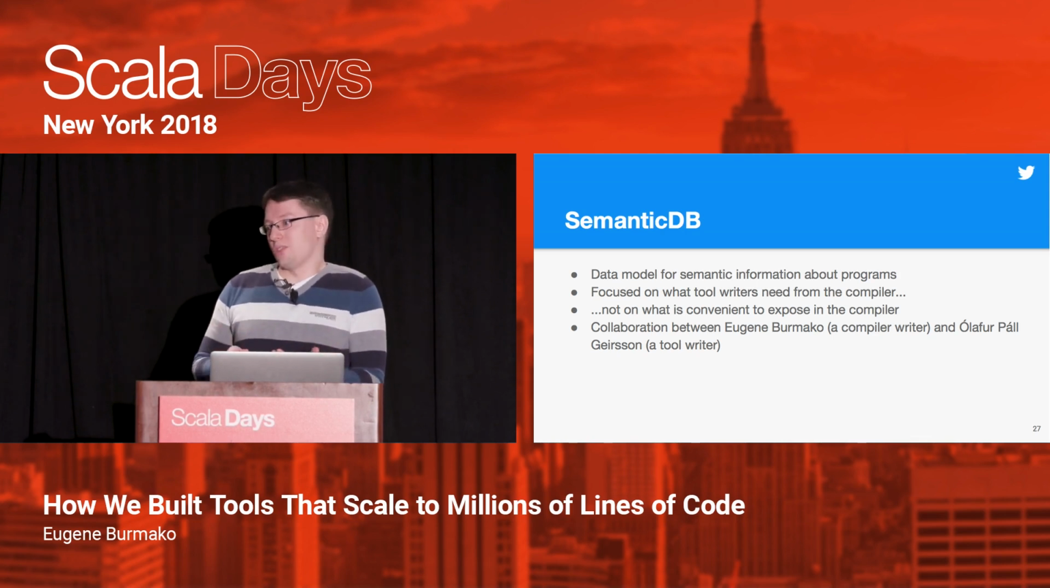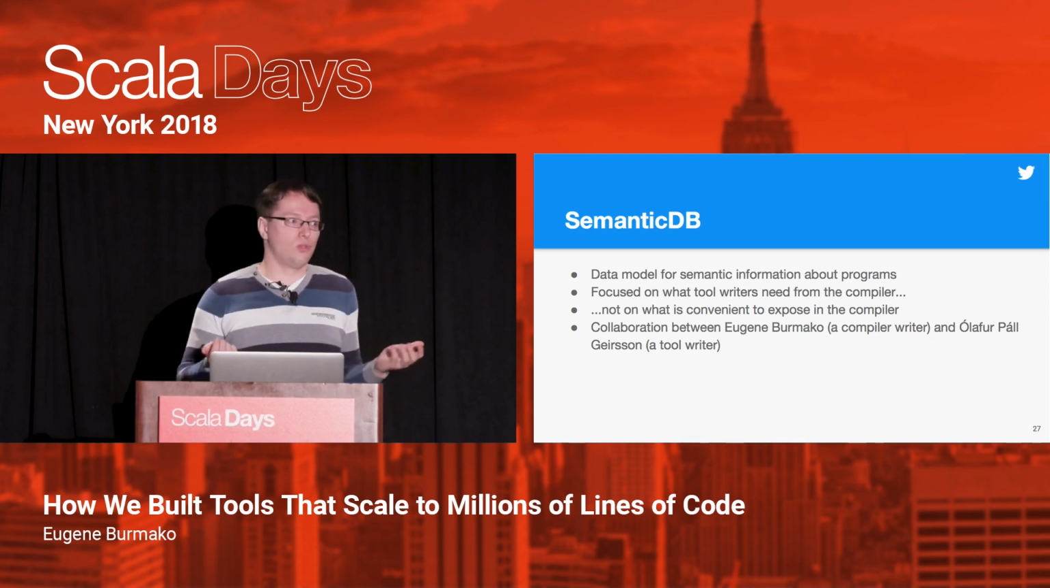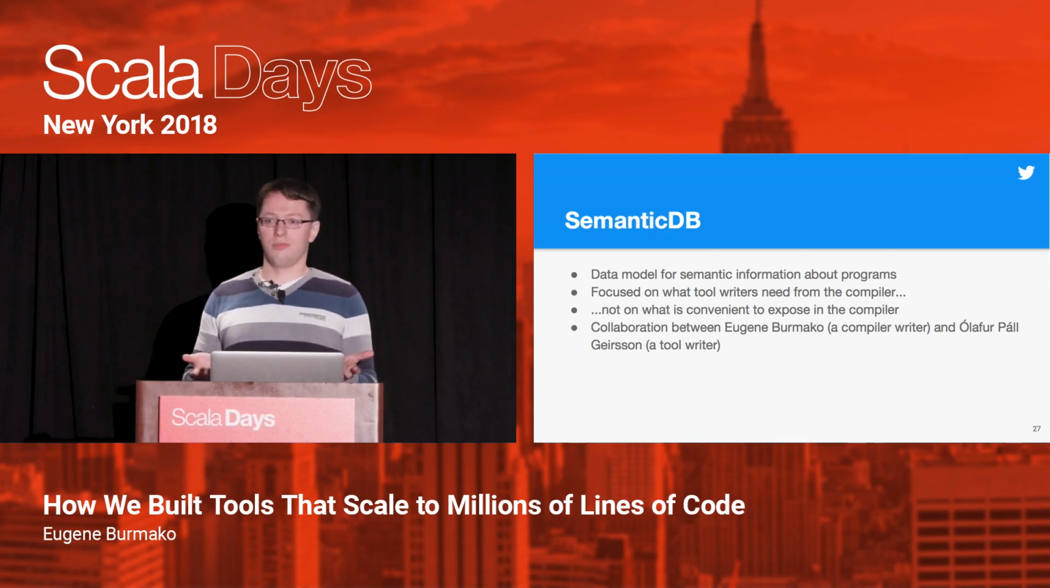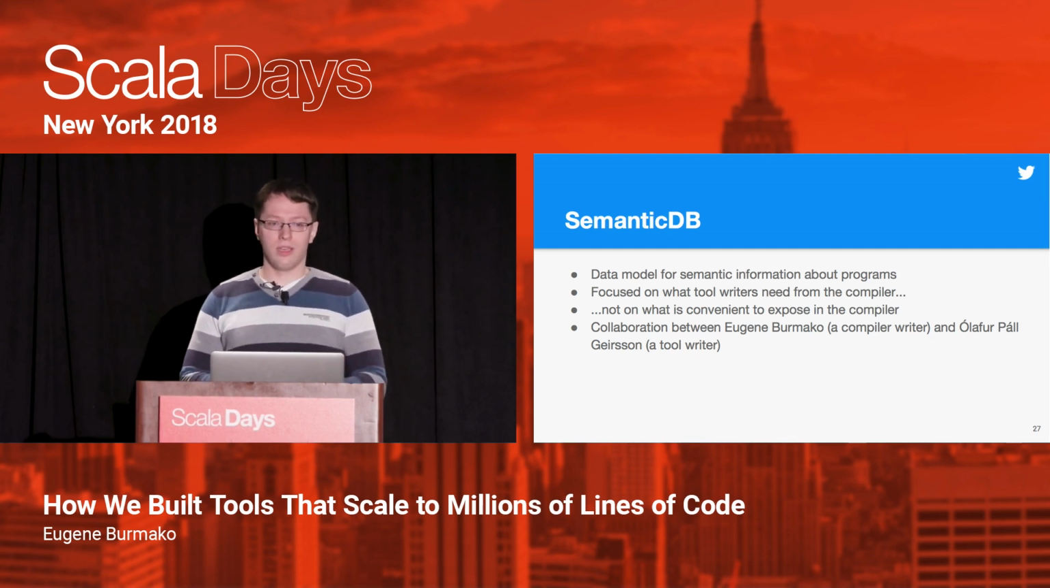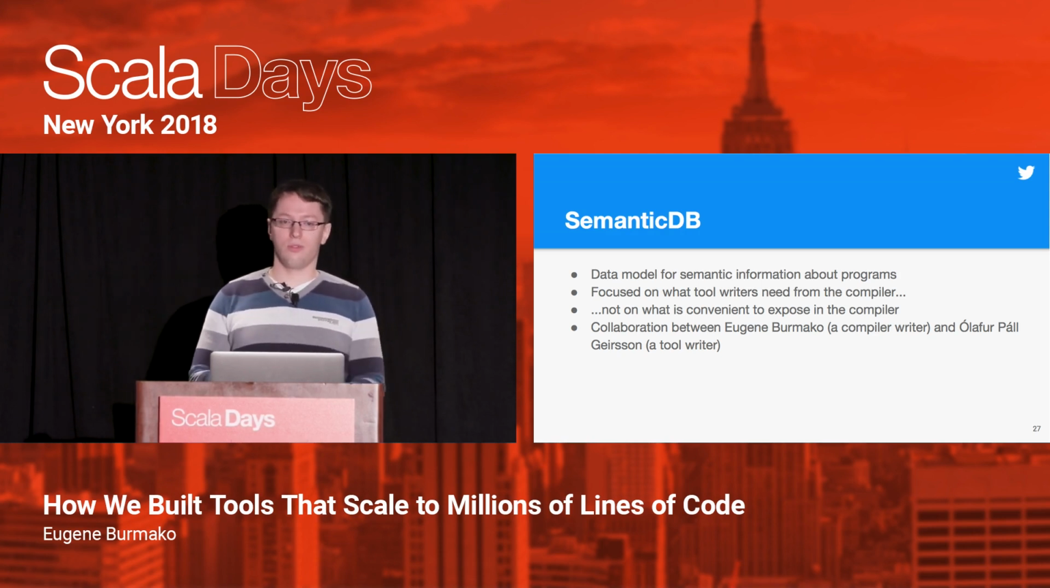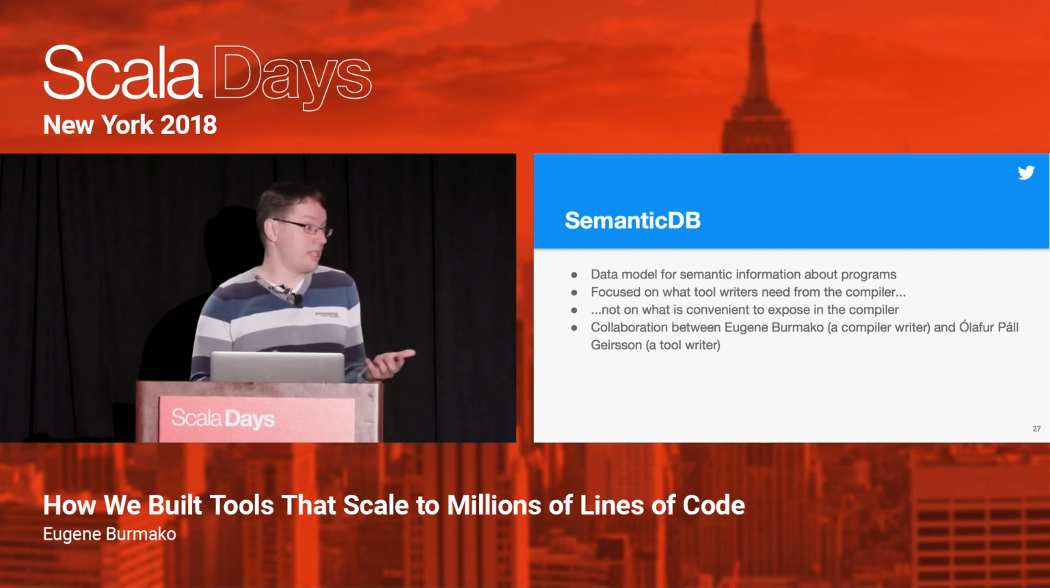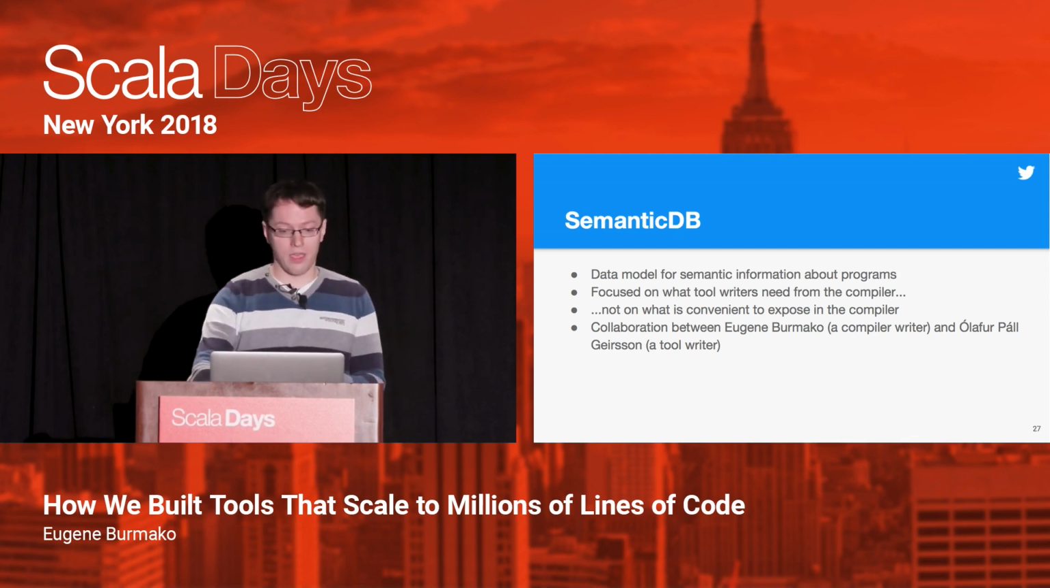And this is a super tricky business, right? Because what do tool writers need? How do we figure this out? Because once we have a compiler, we can just expose its stuff, and it's easy. But here, it's a bit of a different problem statement. And as a result, this required collaboration between a compiler expert, myself, I did a PhD on that stuff, and a tool expert, Olaf, the guy who I mentioned before, who works at the Scala Center. So let's see what we've come up with.